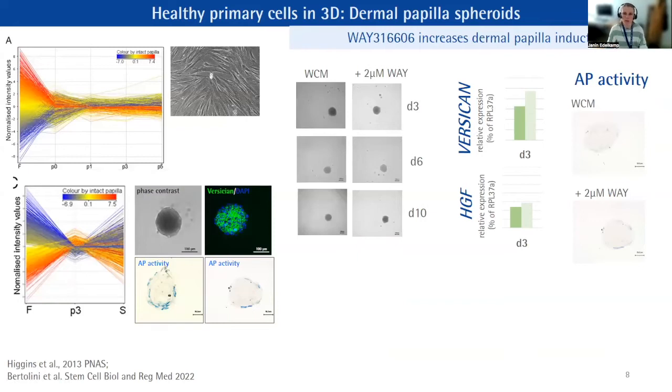So a study that is quite useful, for example, in these dermal papilla cells is on inductivity. As I said, if we treat with an SFRP1 antagonist, the Wei compound, we could see versican expression increase as well as HGF expression increase and alkaline phosphatase activity.